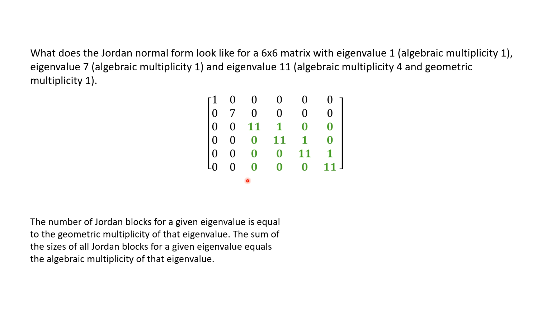a 7. And then the third one, there's 1 block, and the size of it is the size of the algebraic multiplicity, so it's 4 by 4. And then using the rules for constructing a Jordan block, we have 11s down the main diagonal and then 1s in the super diagonal. So this is the Jordan normal form for our 6 by 6 matrix given these conditions.